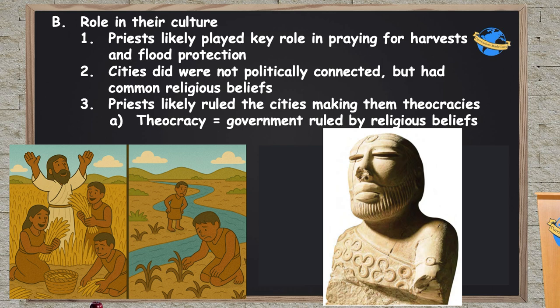Now, the cities of this region were not believed to be politically connected under a single emperor or king or ruler or whatever you want to call them. Instead, the cities each seemed to be ruled by individual priests or priest groups, and they weren't united politically. They shared a common culture, common religious beliefs, common technology, but politically they were separate from each other. At least that's the belief we have. These cities were likely ruled by either a priest or a group of priests that ruled based on the religious beliefs of their culture. We call this a theocracy, a government ruled by religious beliefs.